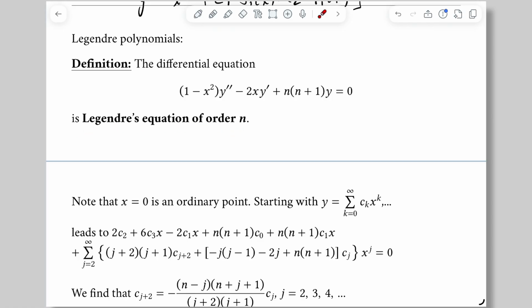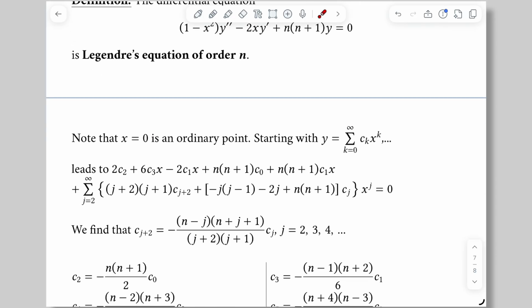And notice when we were looking at Bessel's equation of order nu, Legendre's equation of order n, those are numbers that are showing up in the differential equation, but these are both second order differential equations. Anyway, the coefficient of the y double prime term is 1 minus x squared. So x equals 0 does not zero out that coefficient. So x equals 0 is an ordinary point.